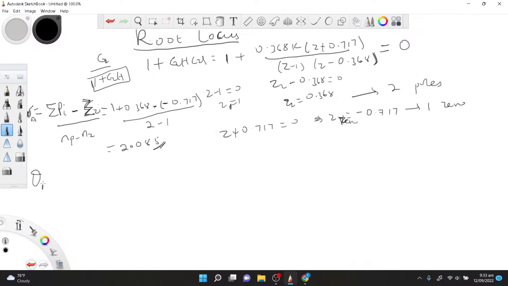Let's find the angle of the asymptote. We find the asymptote, let's find its angle. Or you say this is the intercept. However you call it, you either call it centroid or intercept.